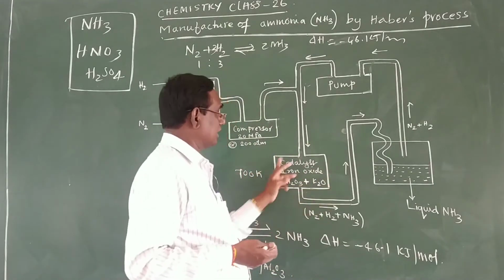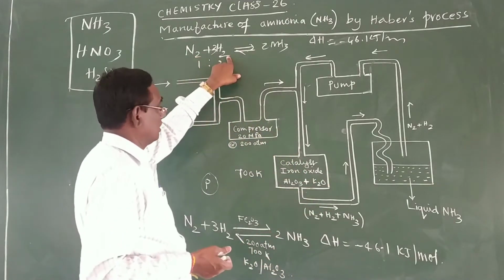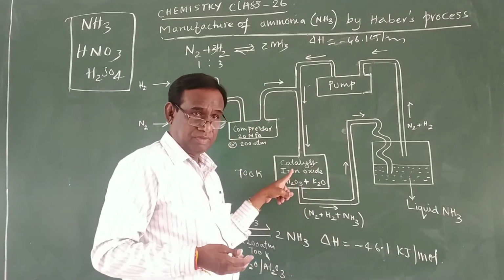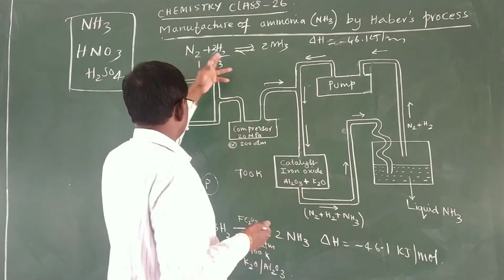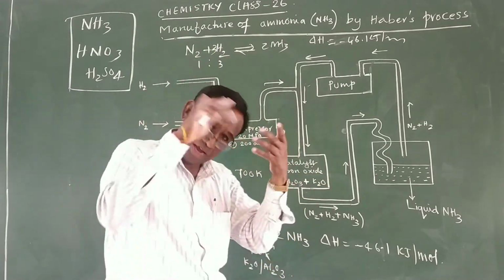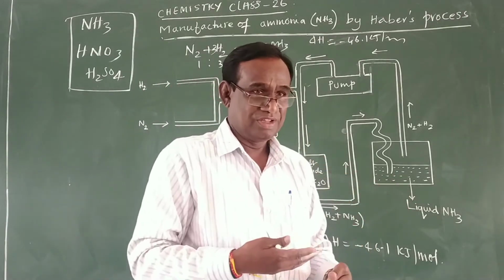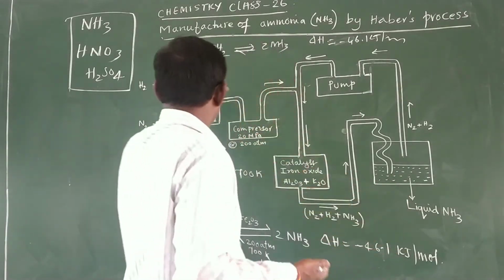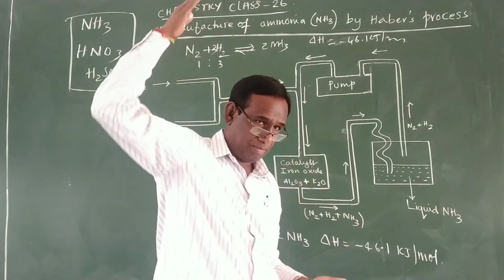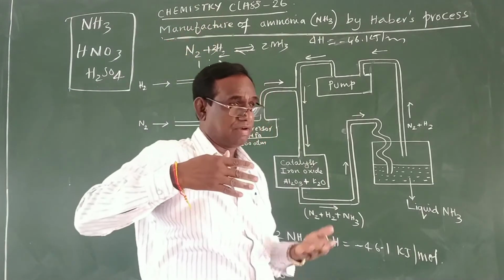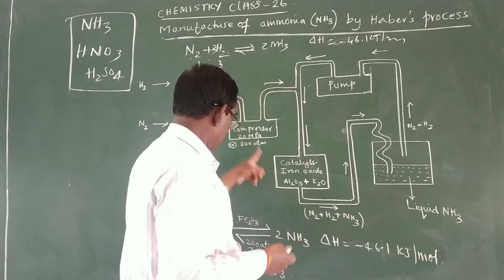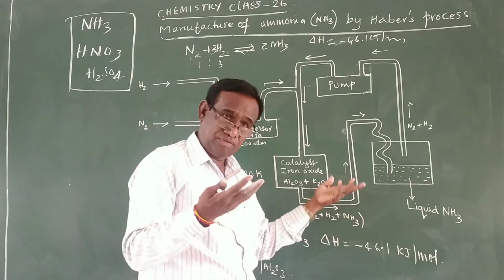In this catalytic chamber, nitrogen combines with hydrogen, forming ammonia. But not all the nitrogen and hydrogen combine to give ammonia. Some of the hydrogen and nitrogen remain without undergoing combination. About 15 to 20% of the mixture combines to give ammonia. The remaining 60 to 70% of the nitrogen and hydrogen remains as it is. So we have a mixture of nitrogen, hydrogen and formed ammonia.